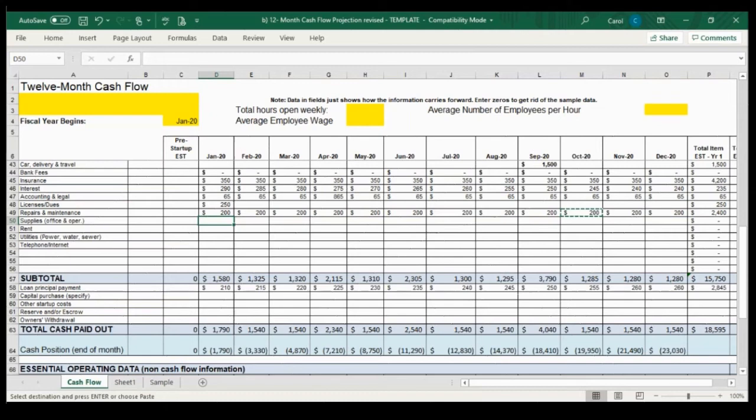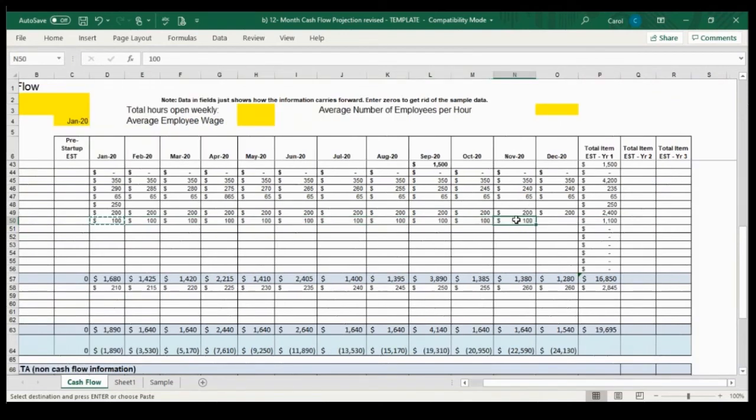If you're doing lawn care, you may have the cord that goes on the weed whackers that you have to replace. Those kinds of things that you're going to have some cost for. And let's say in our business here, it's relatively low cost for that kind of thing, and we're going to spend about $100 a month in supplies. Okay.